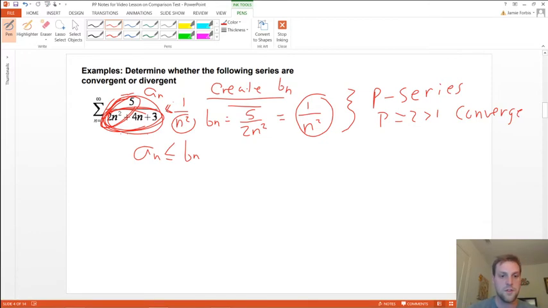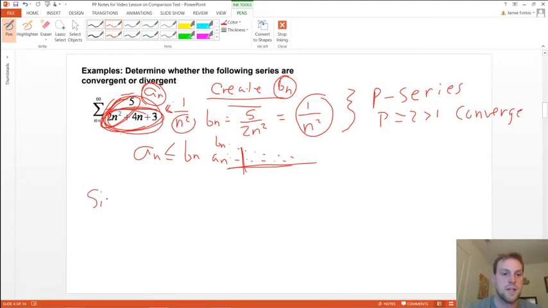Now this correlates with the comparison test. I know that b sub n is convergent, and I also know that it's greater than a sub n, so therefore a sub n also converges. So that's how we like to write it. And since I classified this as a sub n and this as b sub n, I'm not going to rewrite them. I'm just going to call them a sub n and b sub n.